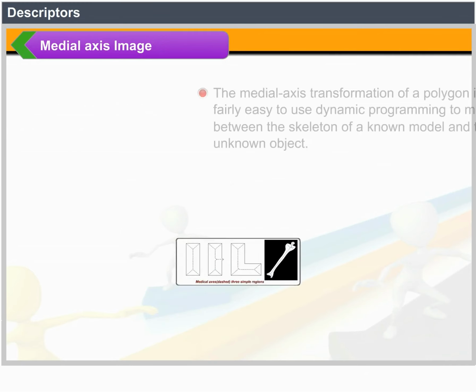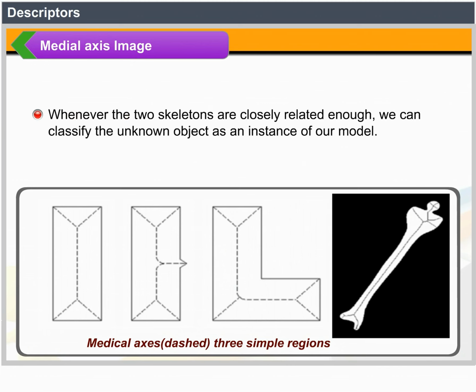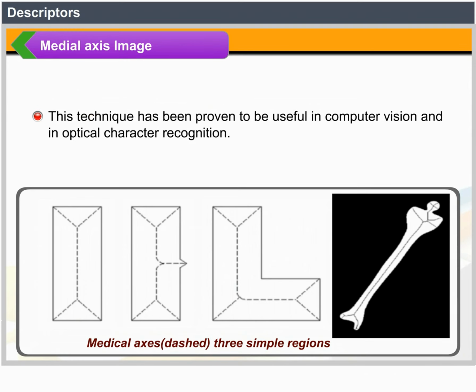The medial axis transformation of a polygon is always a tree, making it fairly easy to use dynamic programming to measure the edit distance between a skeleton of a known model and the skeleton of an unknown object. Whenever the two skeletons are close enough, we can classify the unknown object as an instance of our model. This technique has proven useful in computer vision and in optical character recognition. The figure shows the medial axis of 3 simple regions.